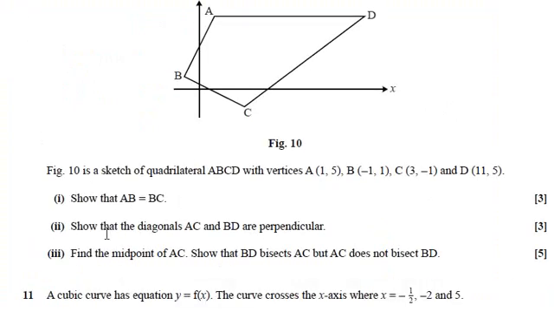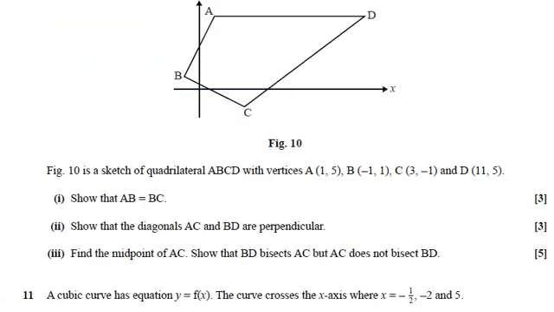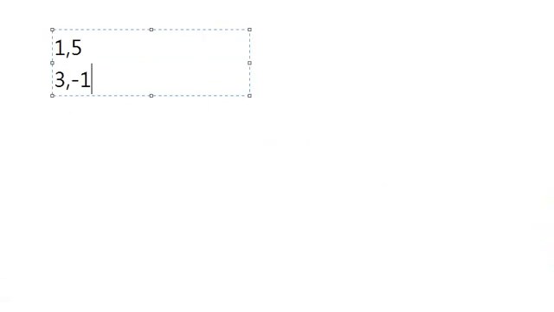Okay, so now we need to show that diagonals AC and BD are perpendicular. Okay, AC and BD. We do the same thing. We want to find the gradient this time, because we know that perpendicular gradients are negative reciprocals of each other. So AC is 1, 5 and 3, -1. Yes, and BD is -1, 1 and 11, 5.